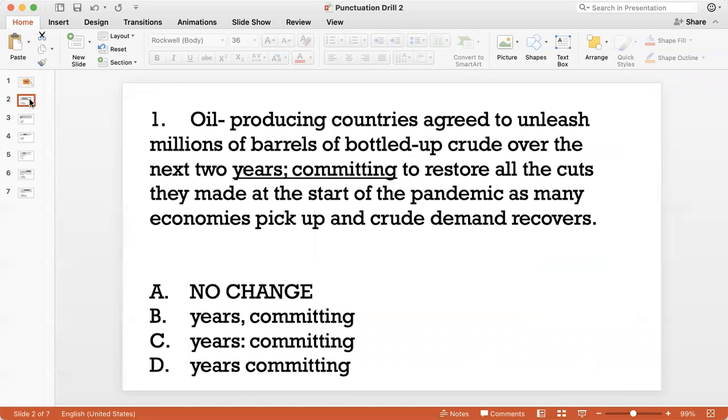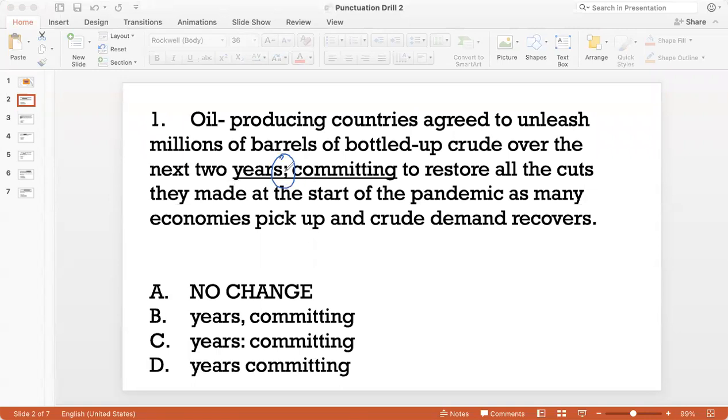Oil producing countries agreed to unleash millions of barrels of bottled up crude over the next 2 years, committing to restore all the cuts they made at the start of the pandemic as many economies pick up and crude demand recovers. So here we are speaking about how oil-producing countries had stopped production, had bottled up crude production during the pandemic. But now that the pandemic is on the wane, these countries have started producing crude again as economies around the world recover. Now, I need to determine what punctuation to use here between years and committing, right?